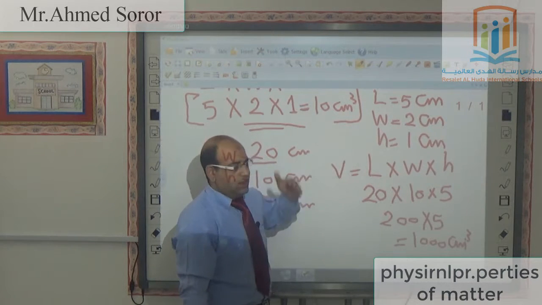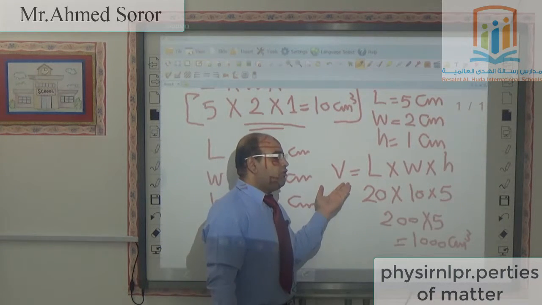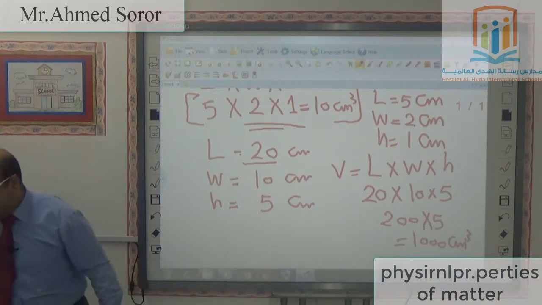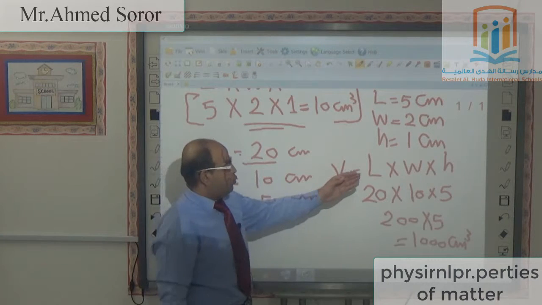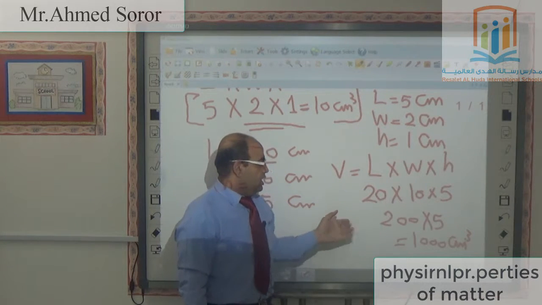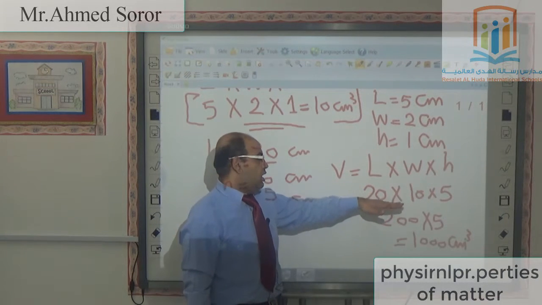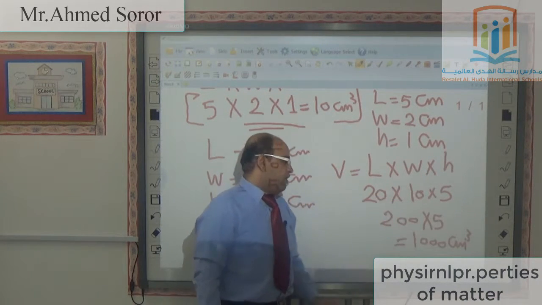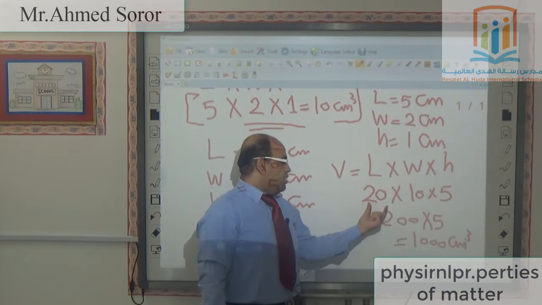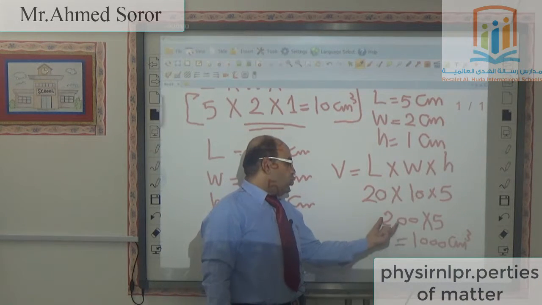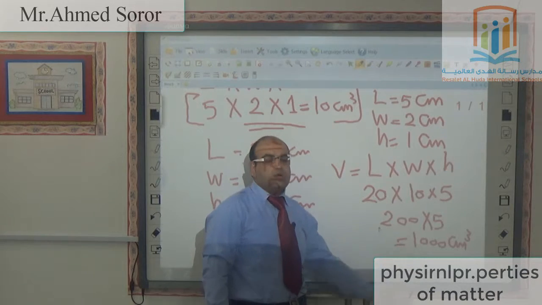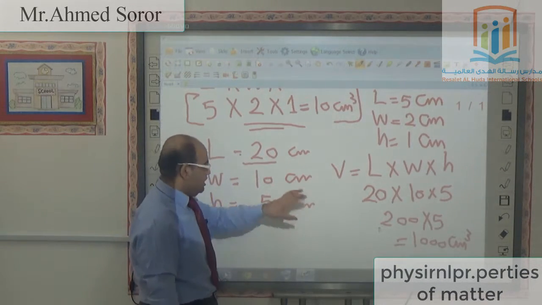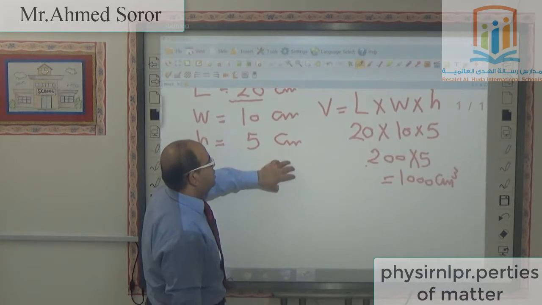We will repeat again. Volume of a rectangular solid equals length by width by height. Length equals 20, width equals 10, height equals 5. 20 by 10 equals 200, 200 by 5 equals 1,000 cubic centimeters. So this is the volume of a regular shaped body.